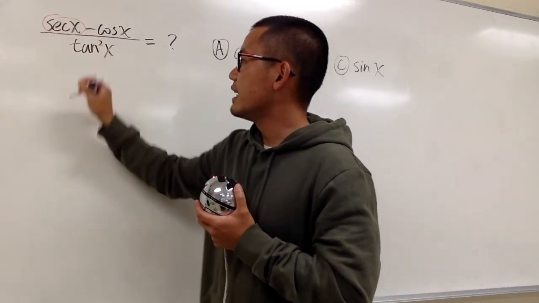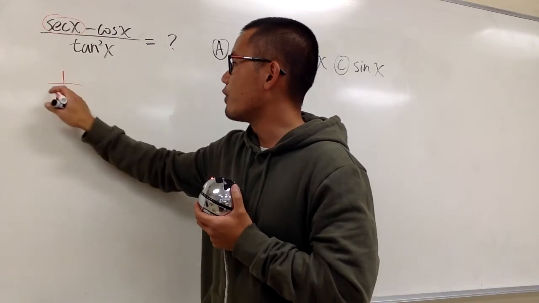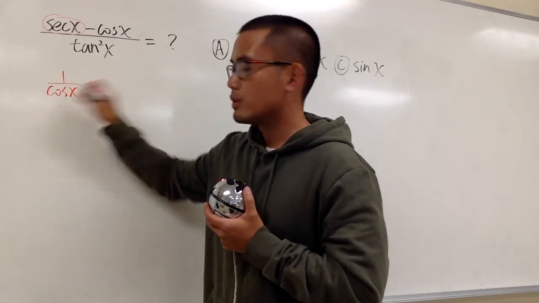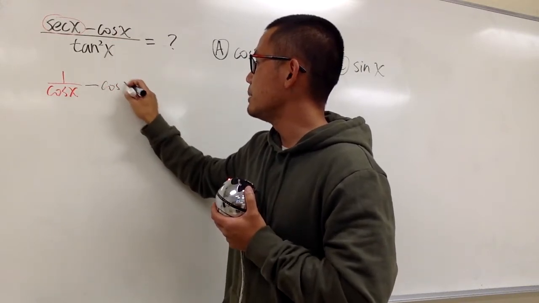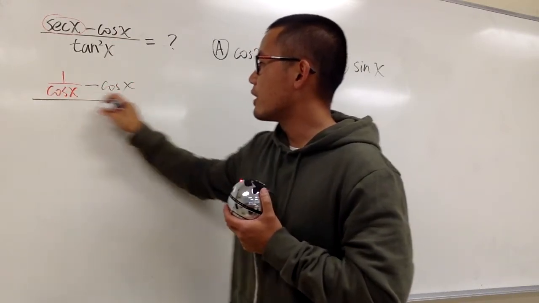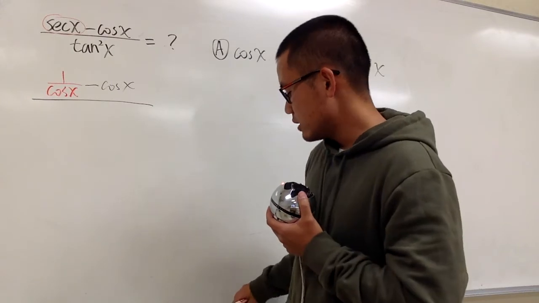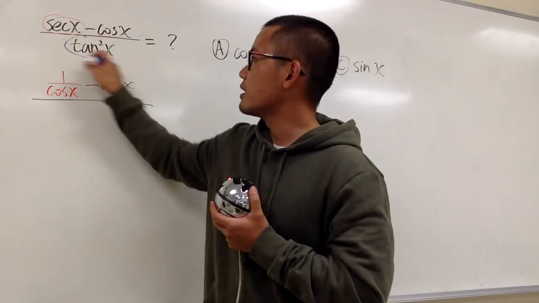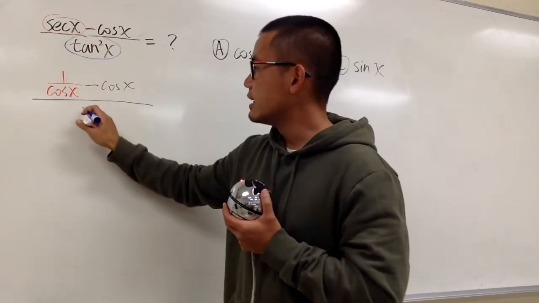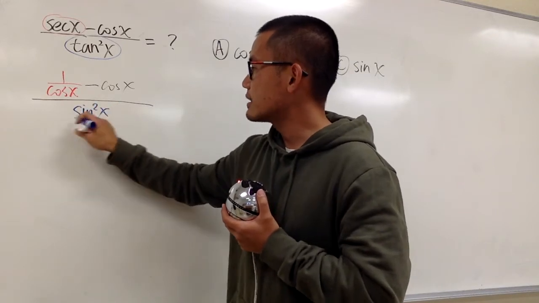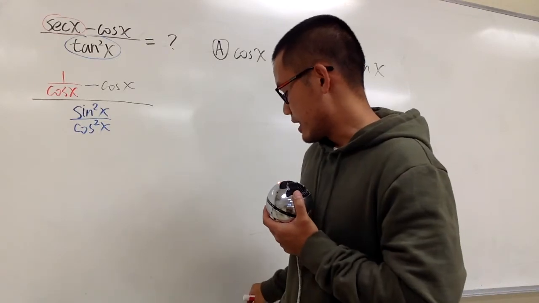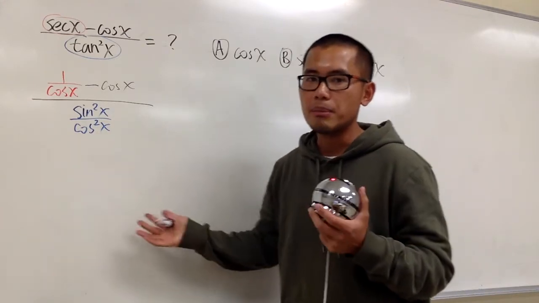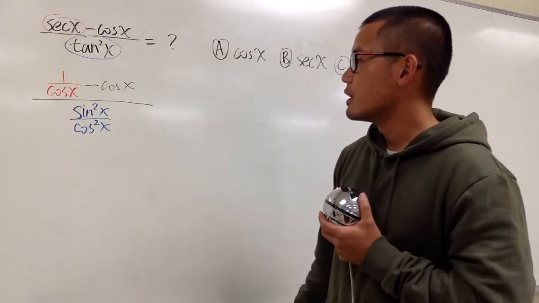This is secant x, which is the same as 1 over cosine x, right? And then minus, this is cosine x, so let me just keep it as how it is. And then all over, for the tangent square x in the denominator, this is the same as sine square x over cosine square x, right? And now we'll take care of the complex fractions altogether.